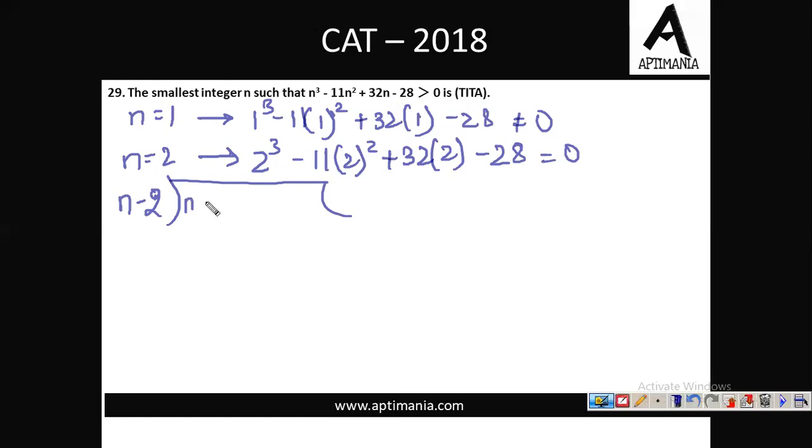What I'll have is n cube minus 11n square plus 32n minus 28. On solving, n square times n minus 2 gives n cube minus 2n square. This cancels out and the sign flips, so this is minus 9n square plus 32n.